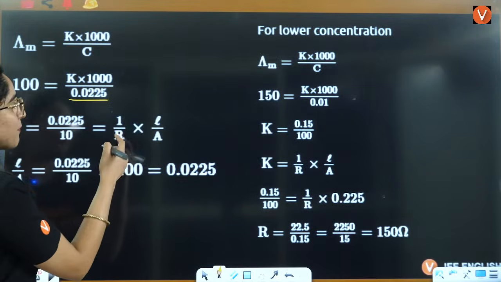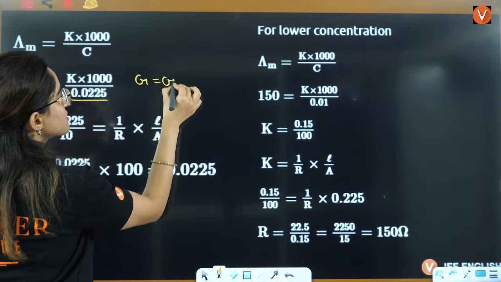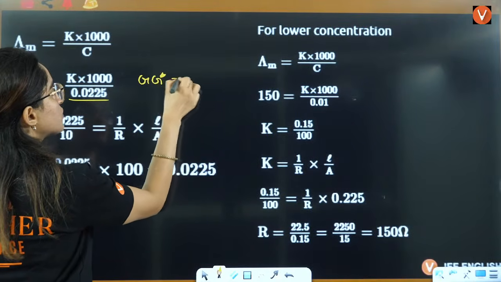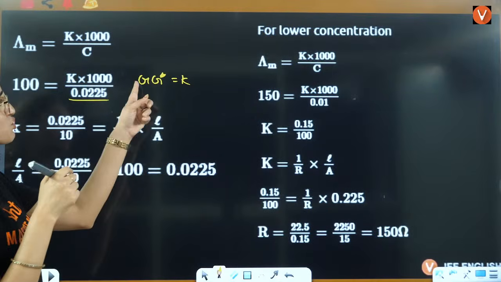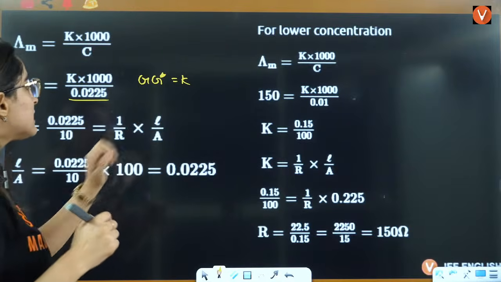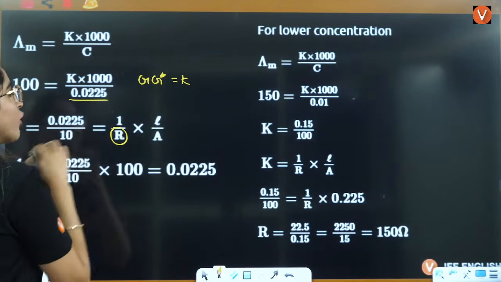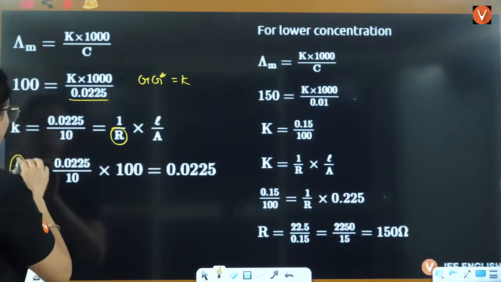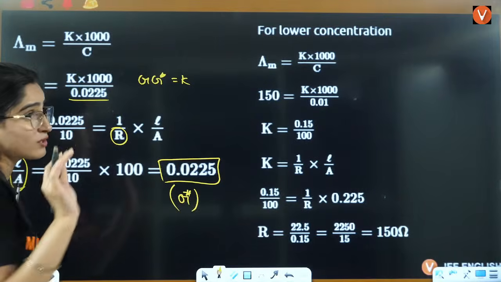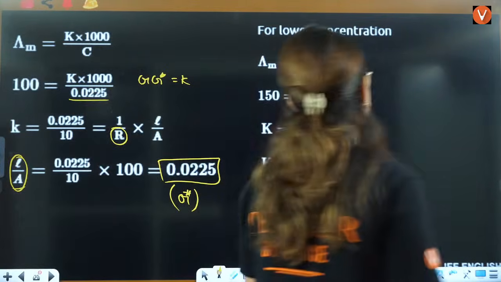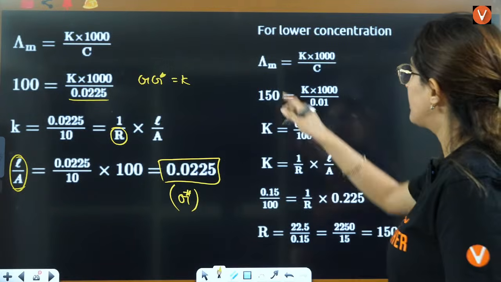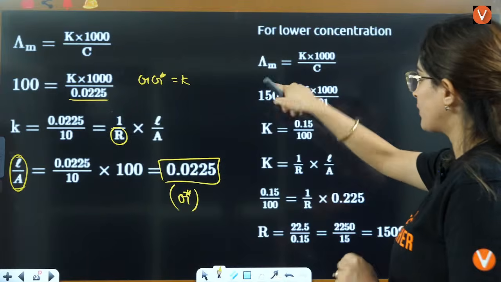We also know that kappa is equal to G into G star. G is nothing but 1 by resistance, and G star is nothing but length by area. Now from here, when you put the value of resistance, you will get the value of G star. This is the cell constant, which remains constant for a cell, right?